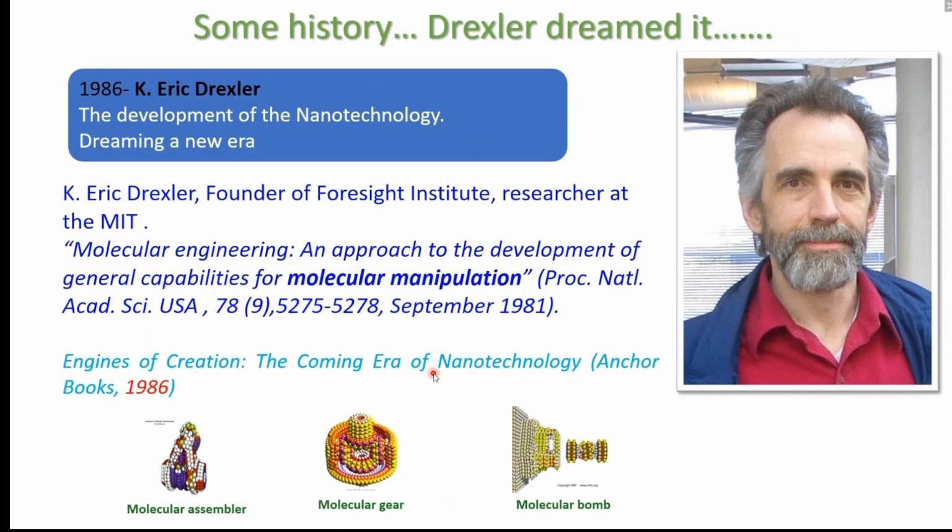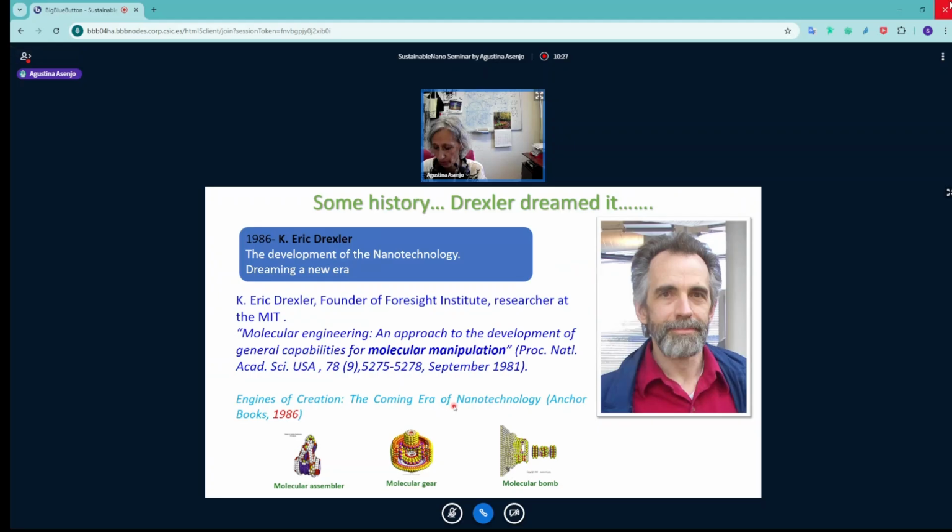Drexler was one of the enthusiastic supporters of this idea. He dreamed about a collection of molecular devices, molecular motors, molecular gears, pumps that can work for us. His idea has something negative involved because some people were frightened by this idea of being controlled by the molecular machines. And this is something that could happen also now with artificial intelligence.